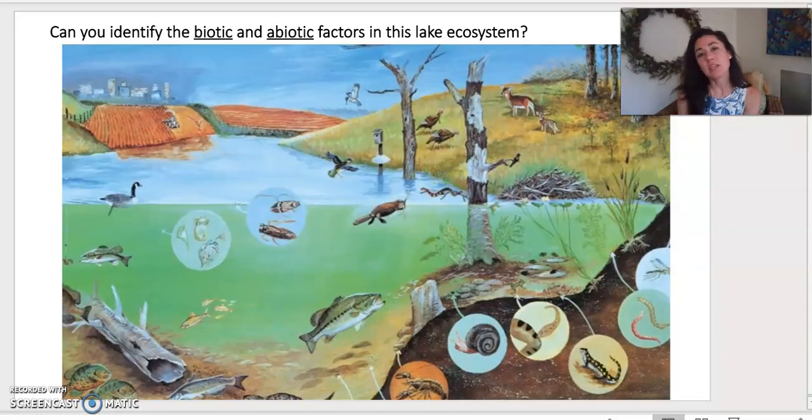Okay, so I'm going to give you just a second, and why don't you see if just right off the bat you can list a couple biotic and abiotic factors using this photo.